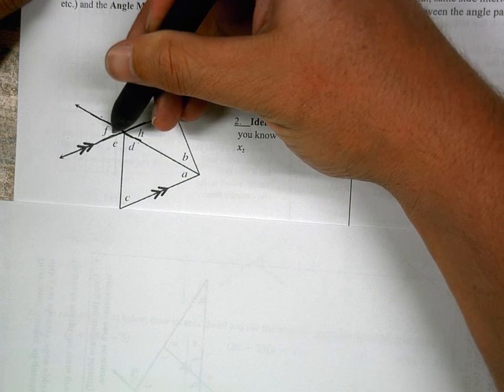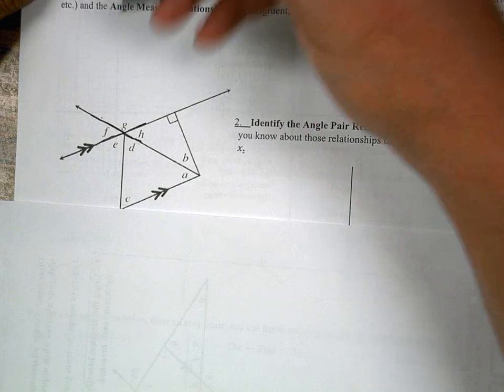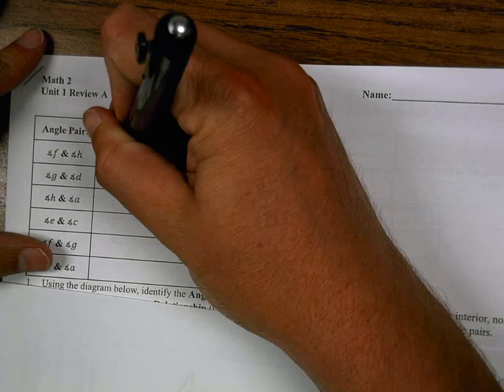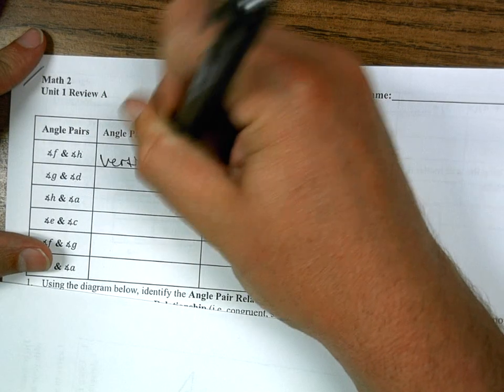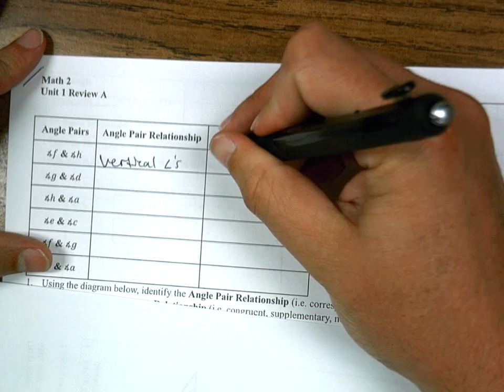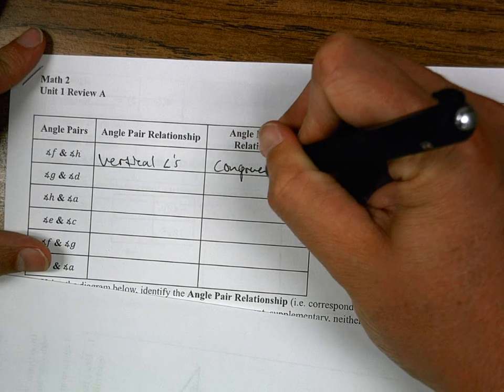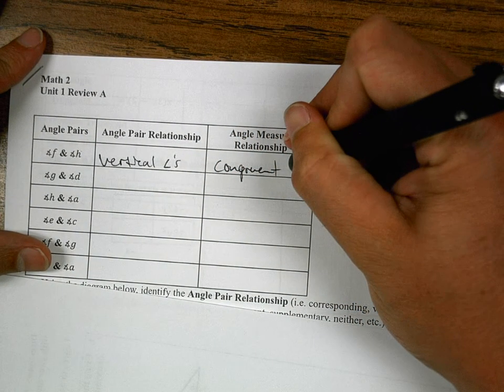Since they're on opposite sides of the X shape, these are called vertical angles, and you should know that vertical angles are congruent. So first angle pair, vertical angles, and their angle measure relationship is that they are congruent, which is another word for equal.